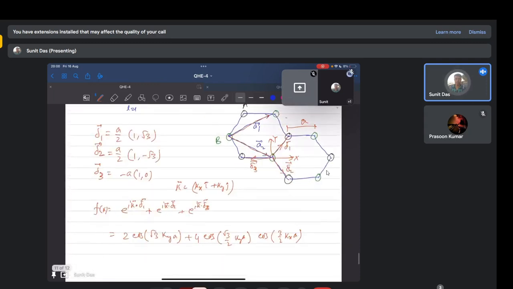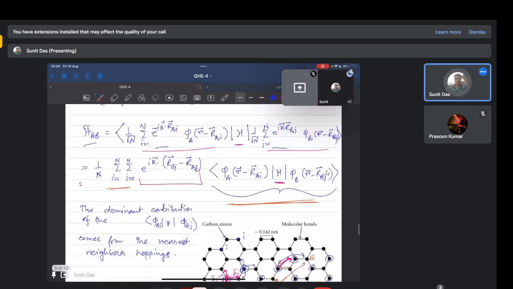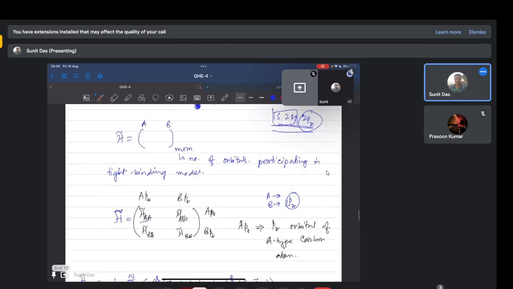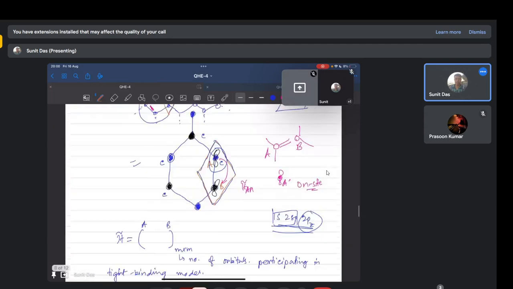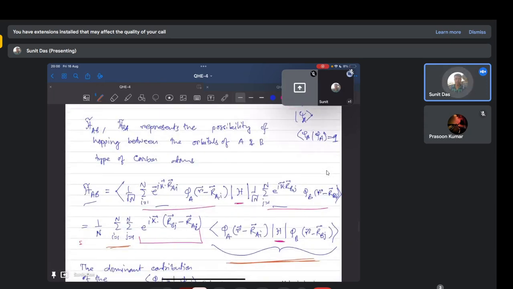Here we assume that only the nearest neighbor hopping elements matter, and the rest of the other terms are very small, so they don't need to be considered. But in the assignment itself, I think there is a question to derive the graphene Hamiltonian with the next nearest neighbor.